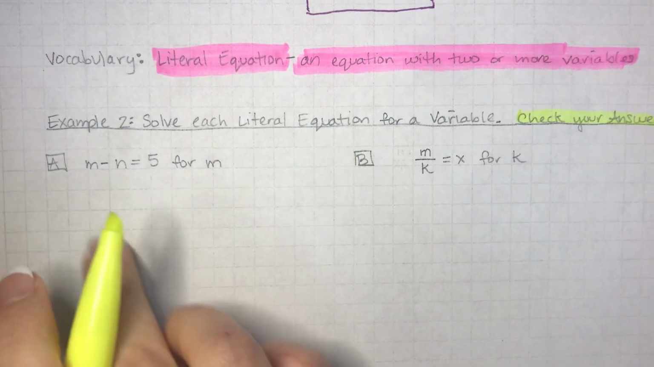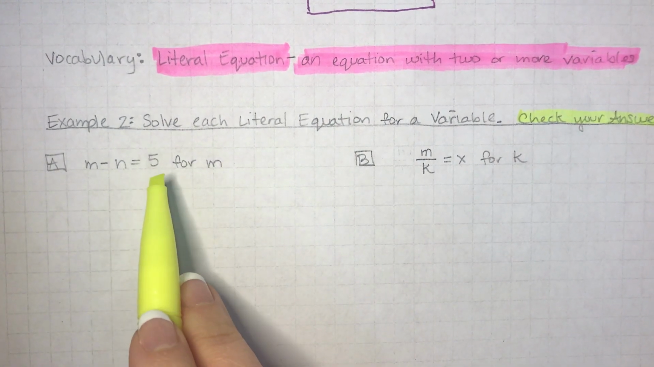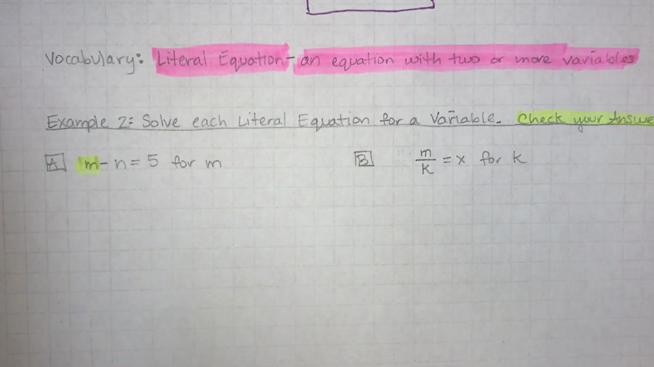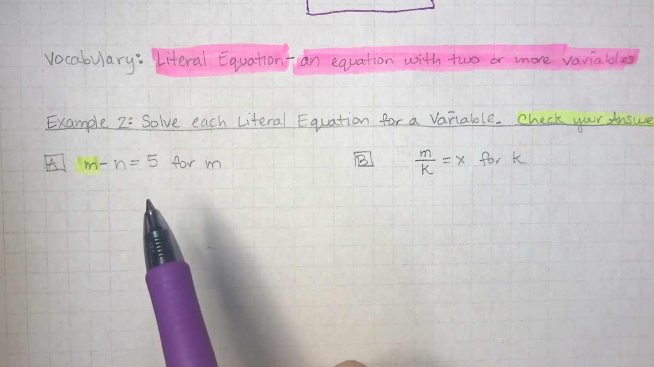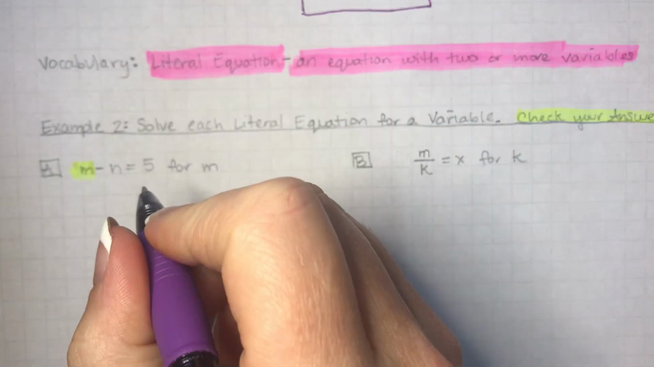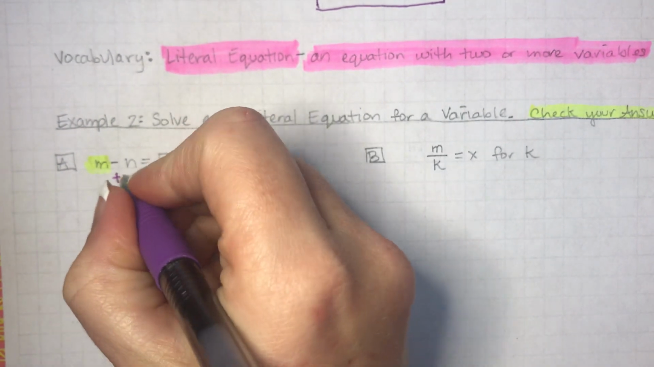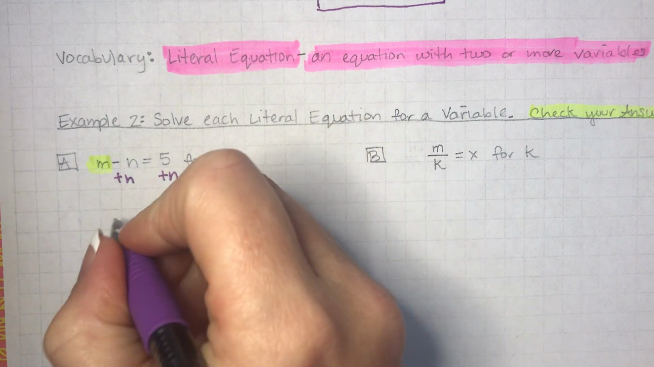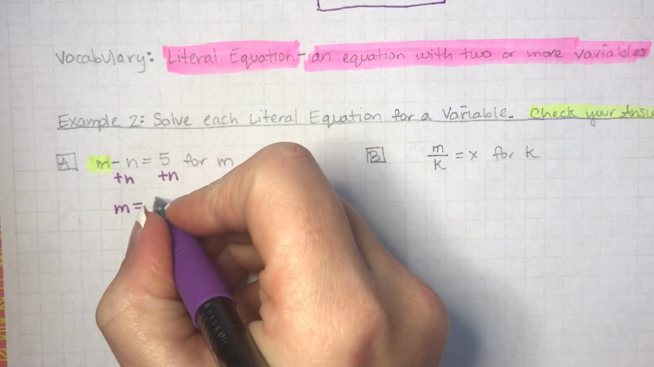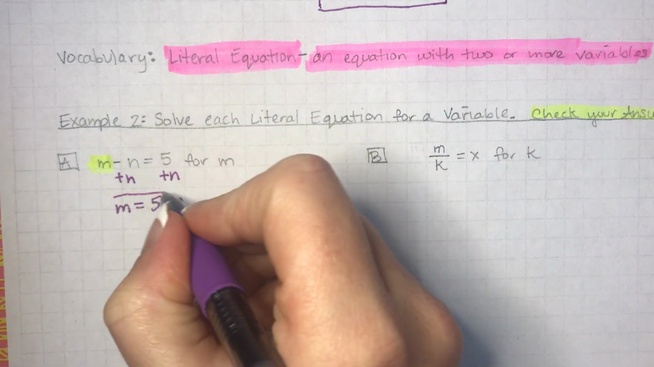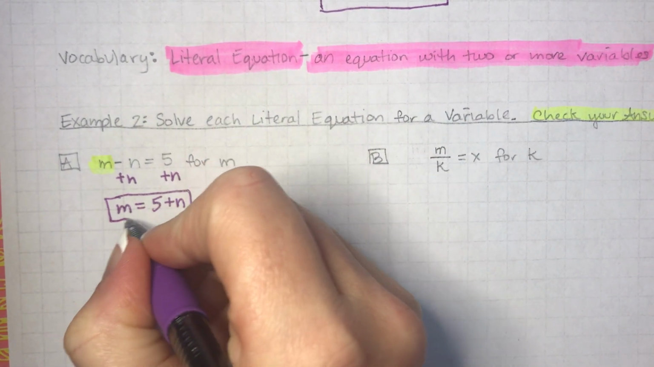All right, so A says m minus n equals 5 for m. Okay, we're going to isolate. We're going to get m by itself. So to do that, we need to get rid of this negative n. We're going to do so through inverse operations, which would be to add n to both sides. So what we end up with is m equals 5 plus n. And m is isolated. That's our answer.